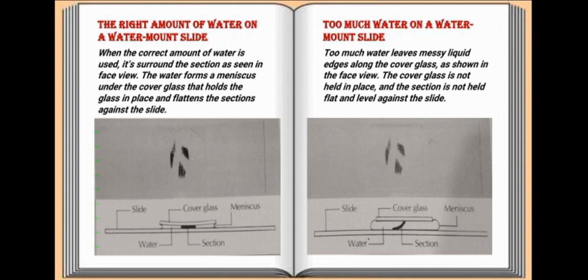And the next is too much water in a water mount slide, just like this one. It's just like the previous one, but here there is too much water on the water mount slide. Too much water leaves messy liquid edges along the cover glass. As shown in the face view, the cover glass is not held in place and the section is not held flat and level against the slide.